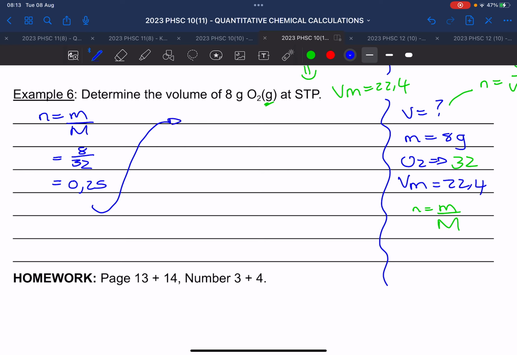And now we are going to calculate the volume. The mole is 0.25. We want the volume. That is 22.4. And how are you calculating for us?